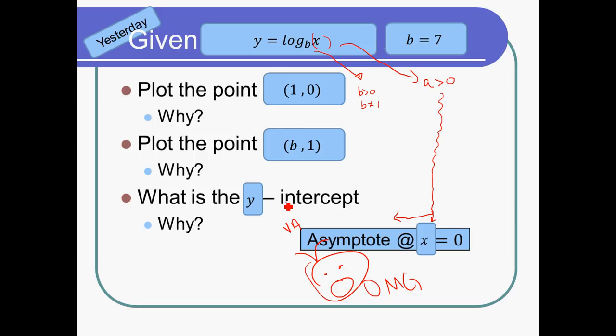Because there's no y-intercept. Because logs are the inverses of exponents, and exponential functions don't have x-intercepts, right? So logs can't have y-intercepts, and if they can't have y-intercepts, well then x can't be 0, because how do you find a y-intercept? You plug in 0 for x. OMG. It all makes sense. I'm just saying. Yep, math is cool.